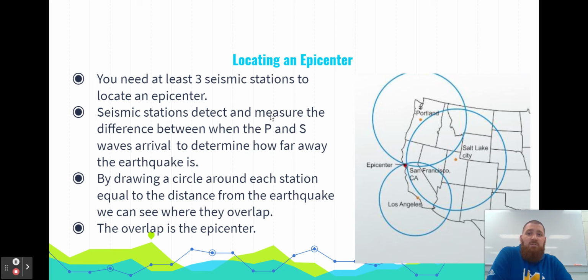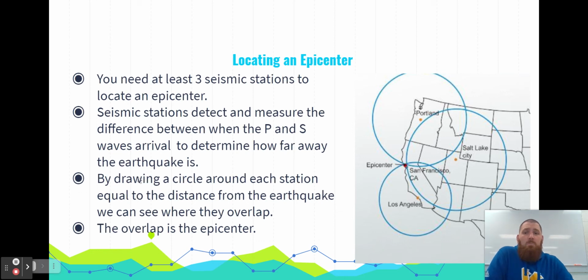Now, seismic stations detect and measure the difference between the P and the S waves' arrival to determine how far away the earthquake is. So they measure the difference in when the P wave arrives to when the S wave arrives, and that tells them how far away the earthquake must have been based on how fast P waves travel versus how fast S waves travel.